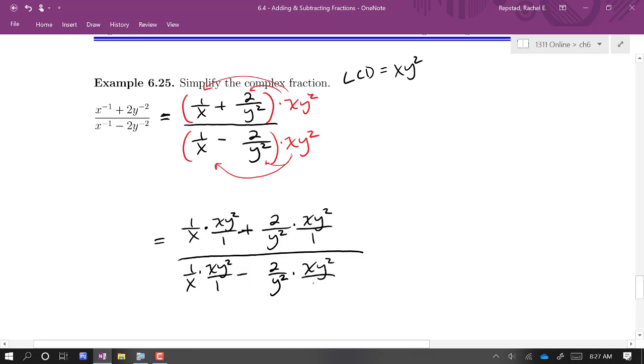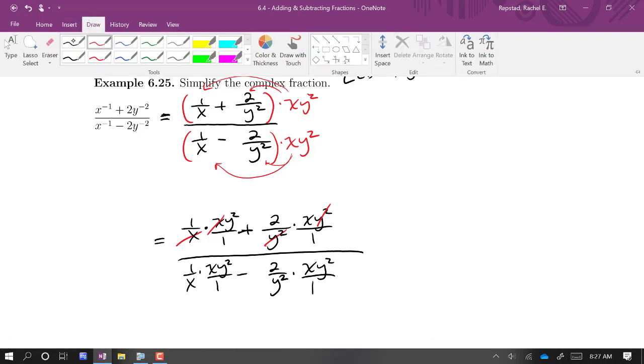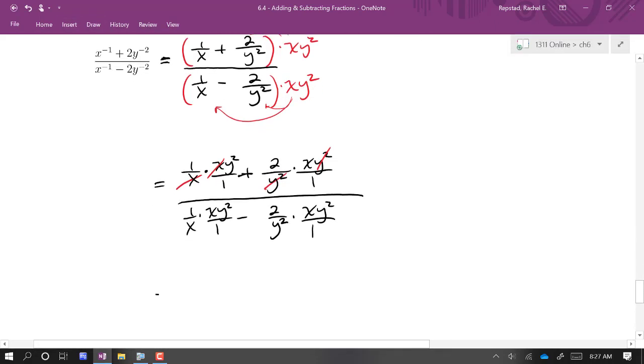And I'm writing these factors of xy squared as xy squared over 1, just to make the multiplication more conducive, seeing it as a factor on top, and then observing what I can cancel. So here, if I start up top in this first term, that x will cancel with that factor of x. In the second fraction up top, this y squared cancels with that factor of y squared. So that means that in the numerator, what we have is y squared plus 2x.